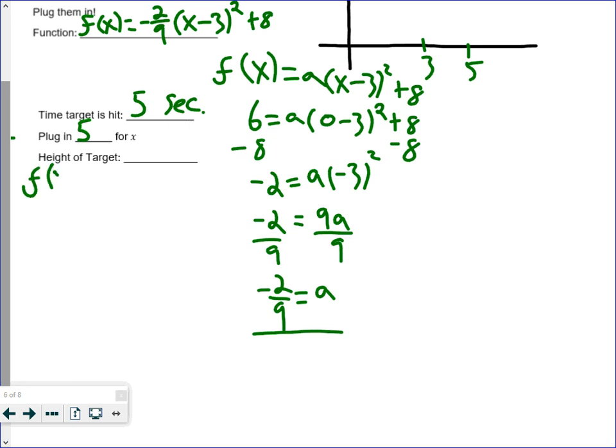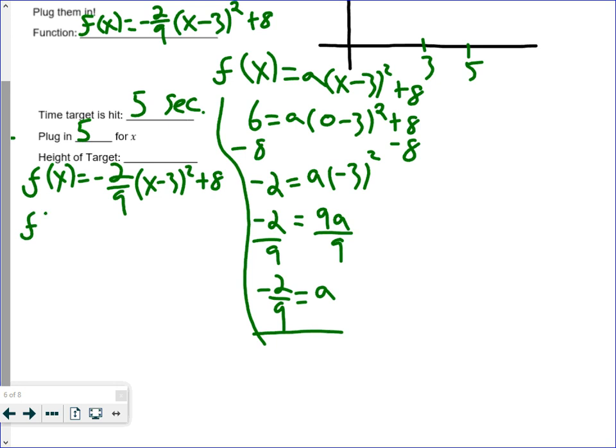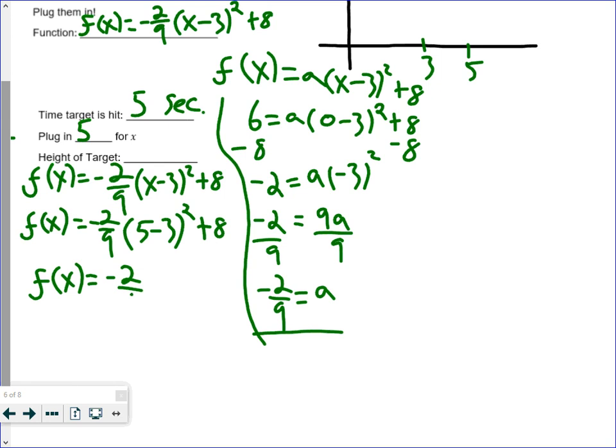So we have f(x) equals -2/9 multiplied by (x minus 3) squared plus 8. Let's divide this up a little bit, give us a little more breathing space. Okay, so let's go ahead and solve it. f(x) equals negative 2 over 9. Let's plug in our x now. Our x we said is 5, so (5 minus 3) squared plus 8. 5 minus 3 is 2, so we get 2 squared plus 8. 2 squared is 4.